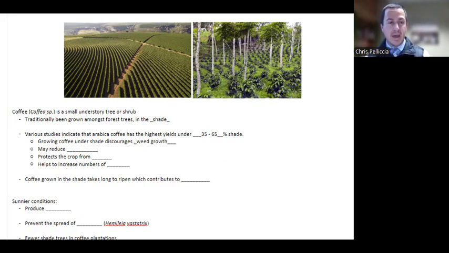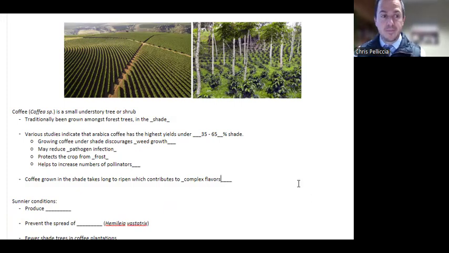Also, it may reduce pathogen infection. Growing in the shade helps to protect the crop from frost. Oftentimes there's a little bit of an insulating effect there. And finally, helping to increase the number of pollinators that are attracted to that coffee. Coffee grown in the shade takes a little bit longer to ripen, which contributes to complex flavors in the coffee. So that's one of the advantages of shade-grown coffee.